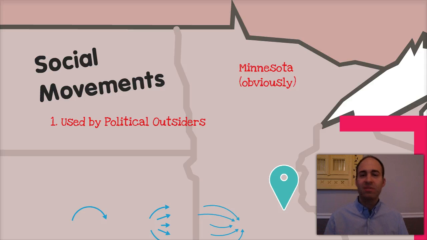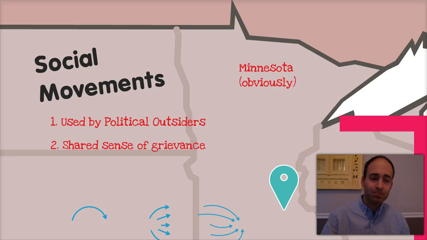Political insiders obviously don't need social movements because they can use traditional efforts like lobbying, interest groups, political party politics, and other strategies to try to get their voices heard. Social movements are the political strategies used by those people who really have their other options extremely limited.